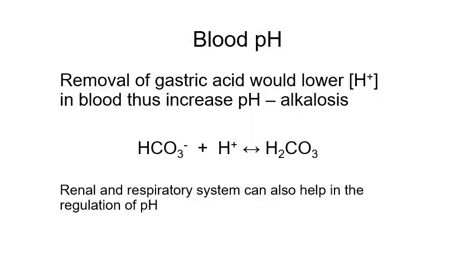This is just an example I kind of used on the previous slide, the removal of gastric acid. If you remove gastric acid, you're going to decrease this in the blood. So this number is going to become lower. If this number is lower, then our teeter-totter is going to end up in this direction, because the weight here is heavier. So which way will we need to push the weight to get the teeter-totter back up?